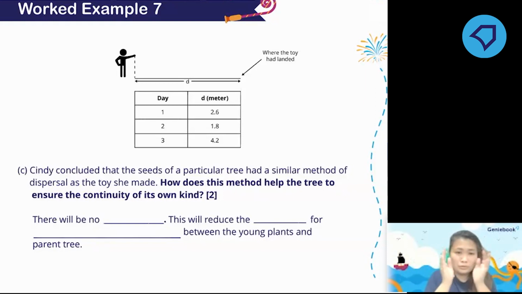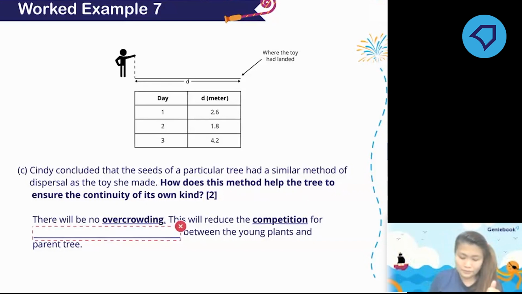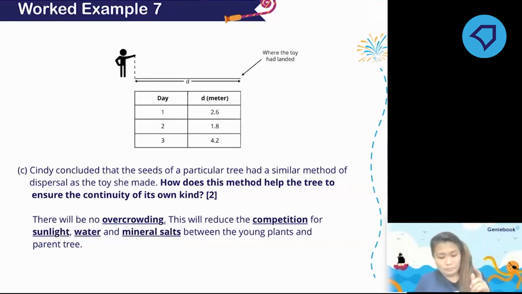They are not growing so closely to each other. Right, so we want it to have no overcrowding. The idea here, why no overcrowding, is to reduce competition. A competition mainly for 3 things: water, sunlight, and mineral salts.